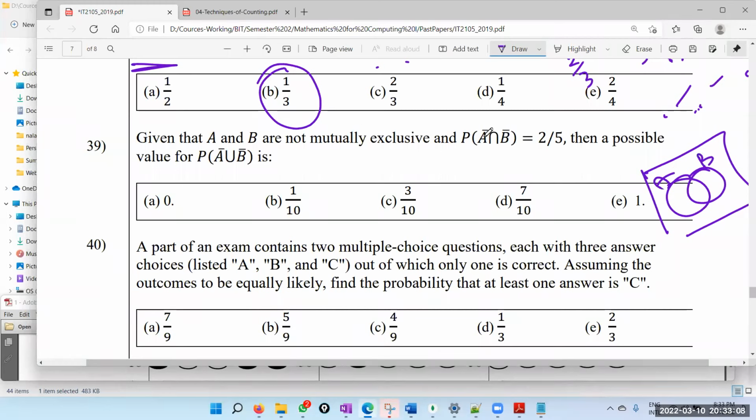P not belonging to A and not belonging to B means this outside. Right? Outside, not belonging to A and at the same time not belonging to B also. Okay. This area.